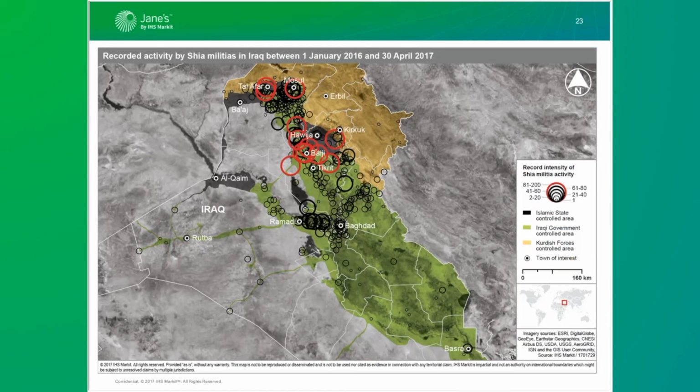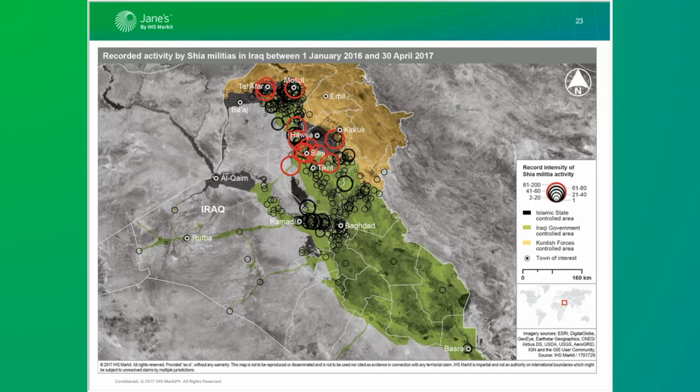We've used our data on the PMU across Iraq to pinpoint the locations of most intense activity. To a large extent, these bigger or red-coloured circles reflect the participation of the PMU in areas of active fighting in this time period, between January 2016 and April 2017.